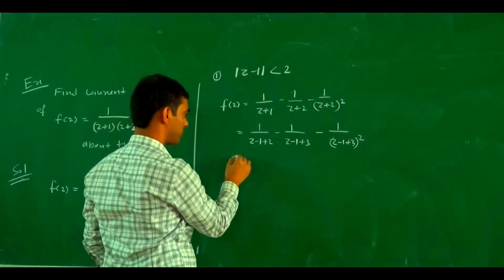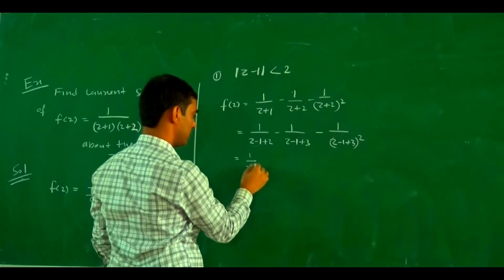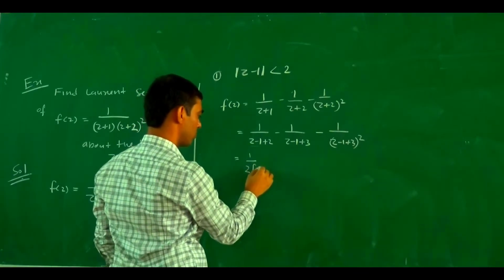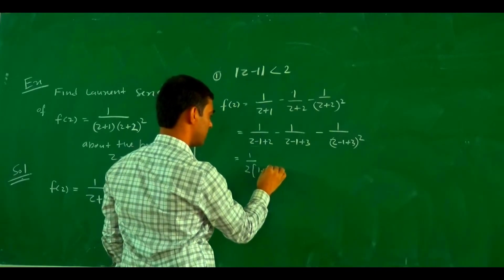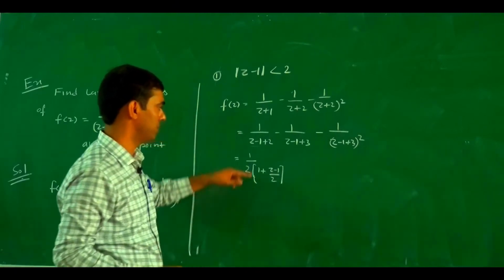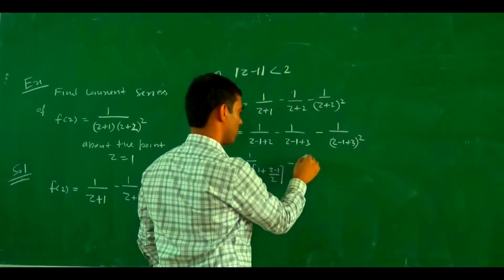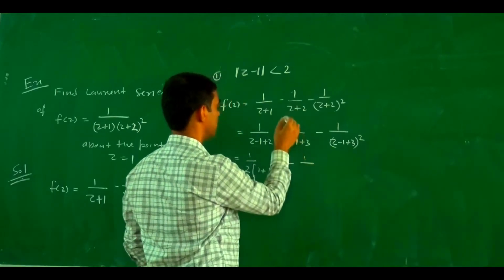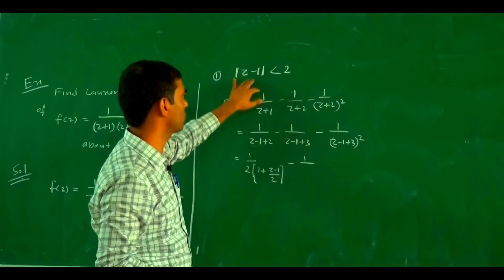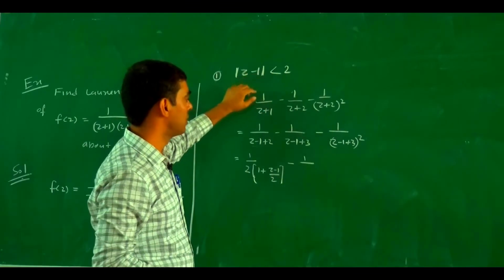So here we write this as 1 by twice into 1 plus z minus 1 by 2. In this way we write 2 outside, then this one minus of 1 upon here. If we write, z minus 1 is less than 2, z minus 1 is less than 2.